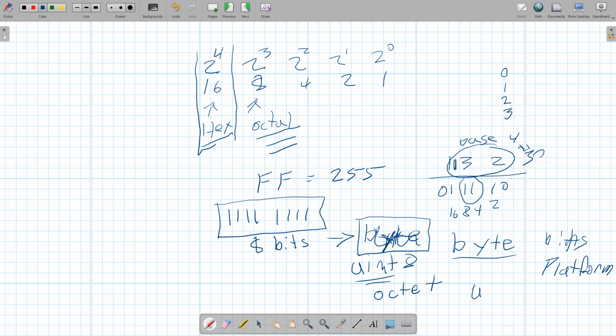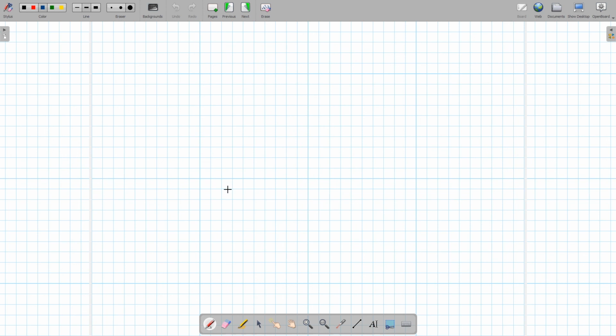On our Windows platform that we're working in, a byte is 8 bits. So we don't have to worry about what those weird platforms might do. So that's what binary, octal, and hex are all about, and why we use them.